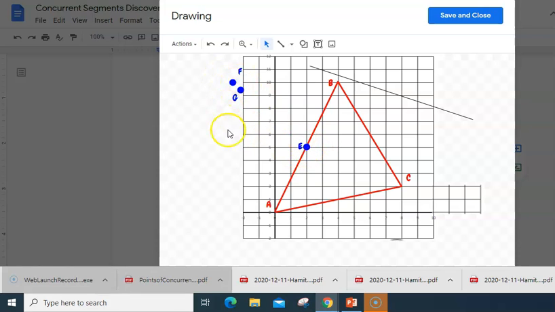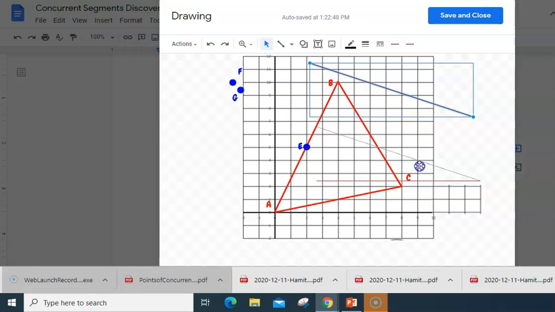I have not put in the other midpoints. I've also added a little piece here because you're going to see why I need it. If I want to count down 1, 2, 3, 4, 5, and then do it again, down 1, 2, 3, 4, 5, it gives me a more accurate spot if I can do that a couple of times. So I'm going to grab my line and bring it over here.